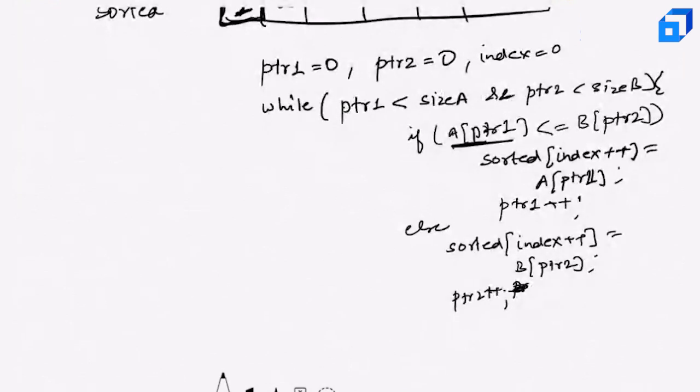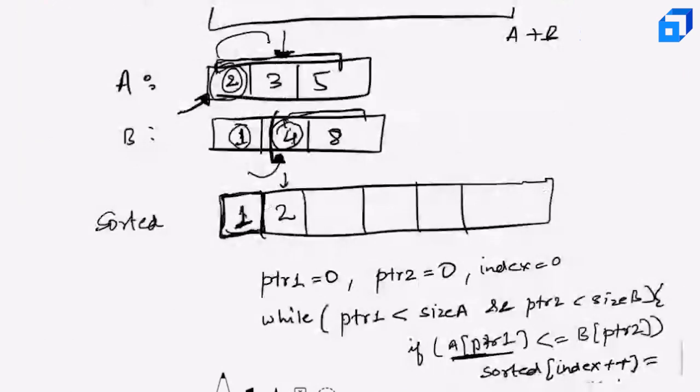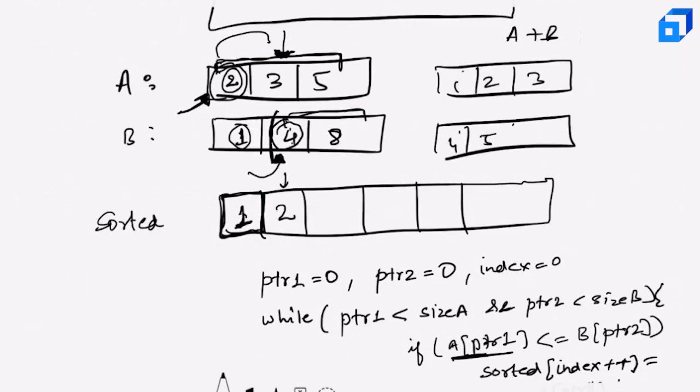The only thing is, when I'm done with this while loop, it is possible that all of the smaller elements are in one of the arrays. Imagine this array was 1, 2, 3 here, and there were, let's say, 4, 5, 6 here. My pointer 1 will end up going here, and I'll break out where I've only filled in 1, 2, 3 in the sorted array. 4, 5, 6 is yet to be filled.